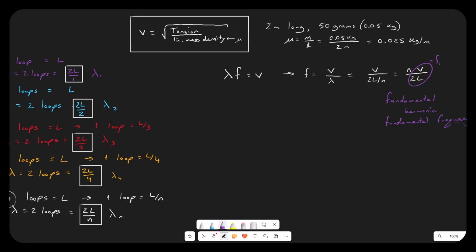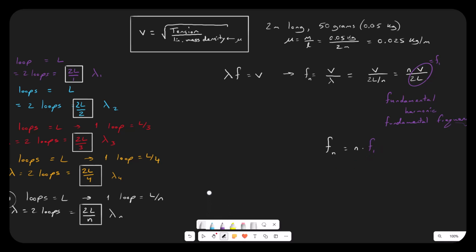What I've said is that I solved for frequency, and that's the frequency of the nth harmonic. I have a formula now. The frequency of the nth harmonic is equal to n times the fundamental frequency, which I can put in purple. That's what I've been using.